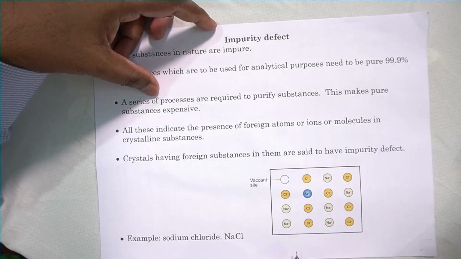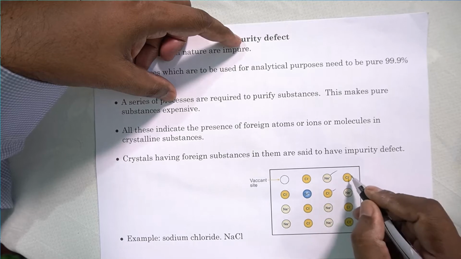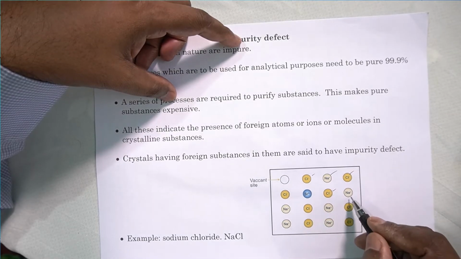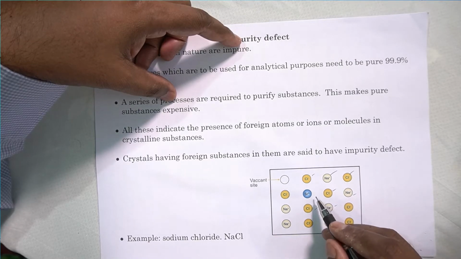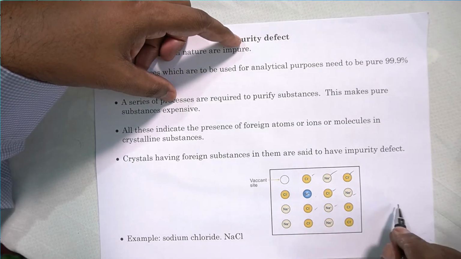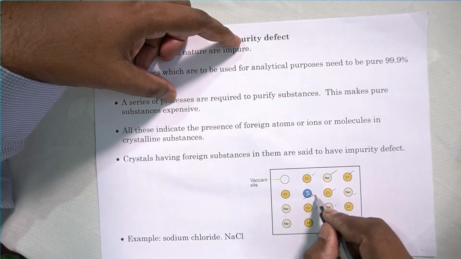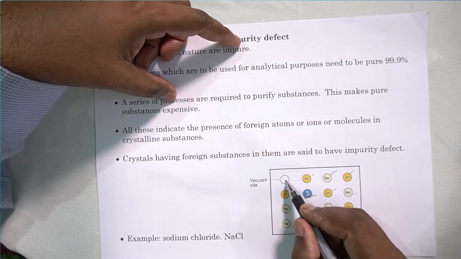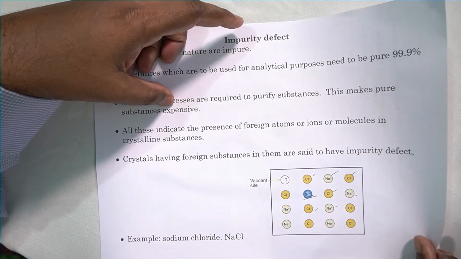Now, for example, a sodium chloride crystal usually contains sodium ions and chloride ions, each sodium ion surrounded by chloride ions and each chloride ion surrounded by sodium ions. Now if this substance has an impurity such as strontium, here there is a strontium ion and it causes a vacancy here. So this is an example of impurity defect. Now let's see more details about that.